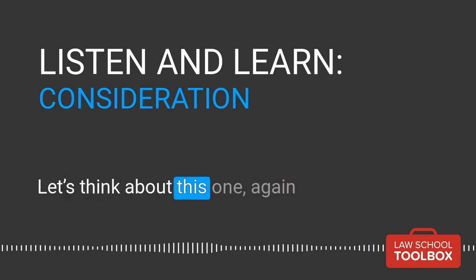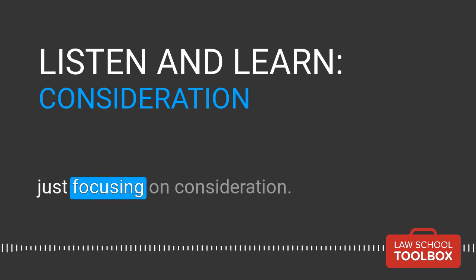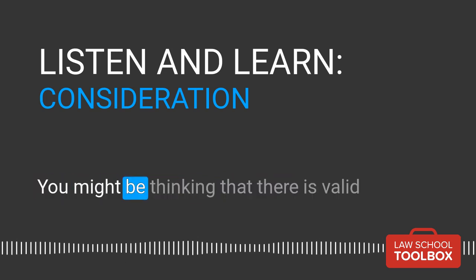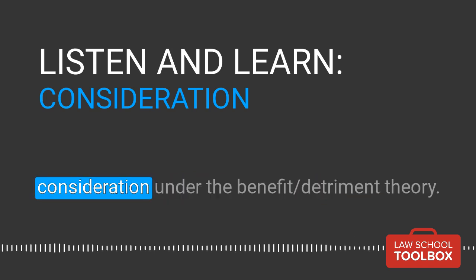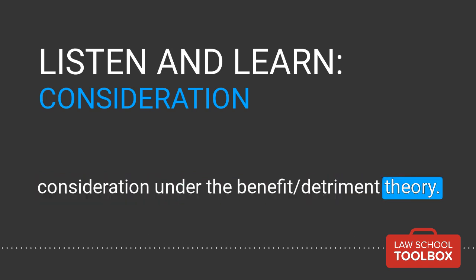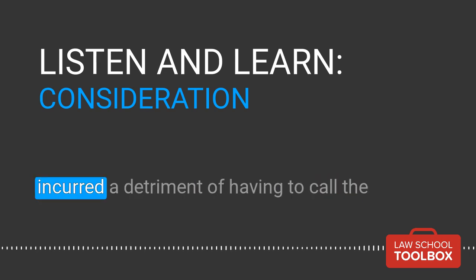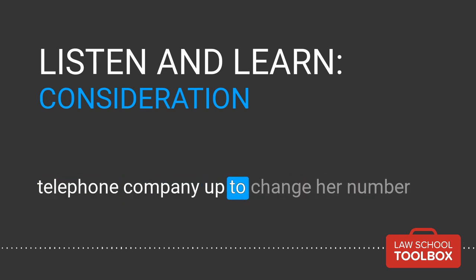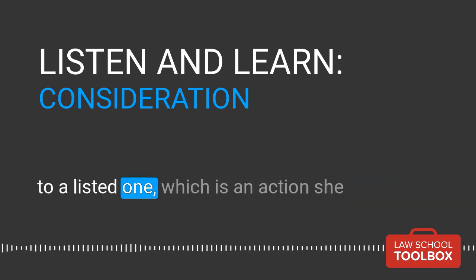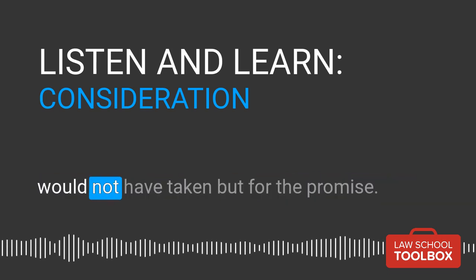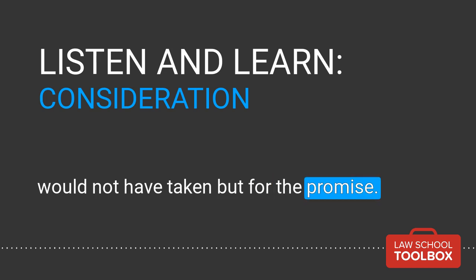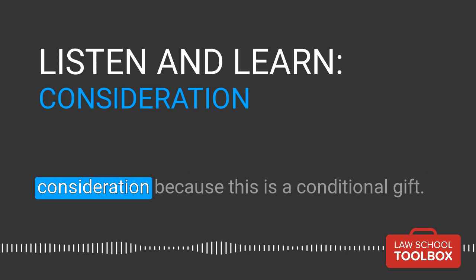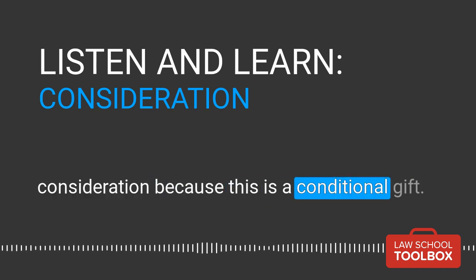Let's think about this one. Again, just focusing on consideration. First, we can start with Polly. You might be thinking that there is valid consideration under the benefit detriment theory. You could make an argument that Polly incurred a detriment of having to call the telephone company up to change her number to a listed one, which is an action she would not have taken but for the promise. Although this could be true, there is still not valid consideration because this is a conditional gift.